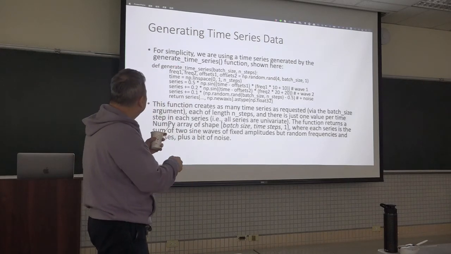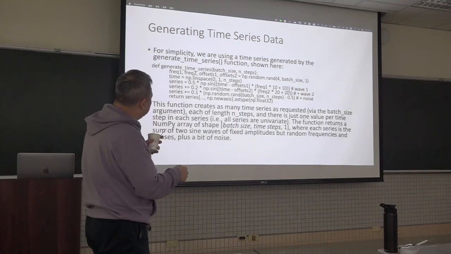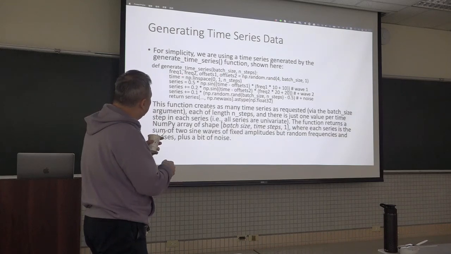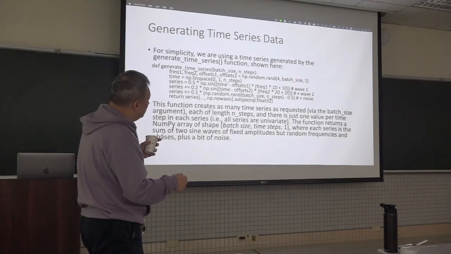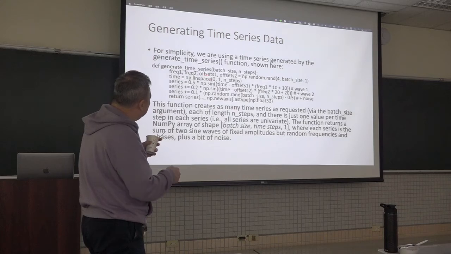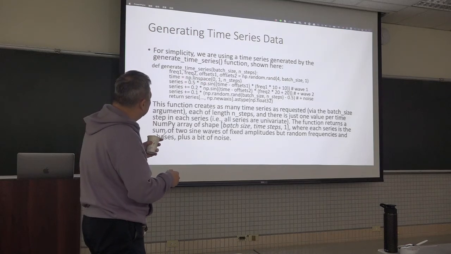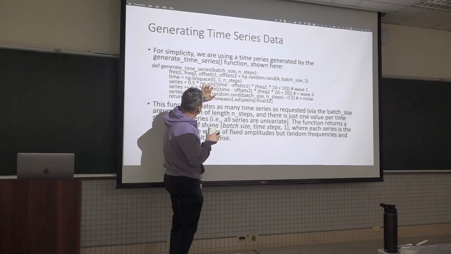So you can see we define this function, which we call generate time series. We have a batch size, n step, frequency 1, frequency 2, offset 1, offset 2, and these 4 numbers are randomly generated. Actually, we randomly generate 4 numbers for each item in the batch size. So if the batch size is 10, we generate 4 times 10 random numbers. Time is a linear space. You can see here, it's a sine, the NumPy sine function.